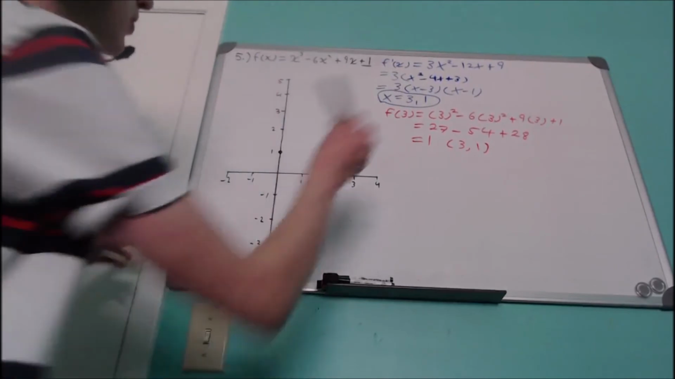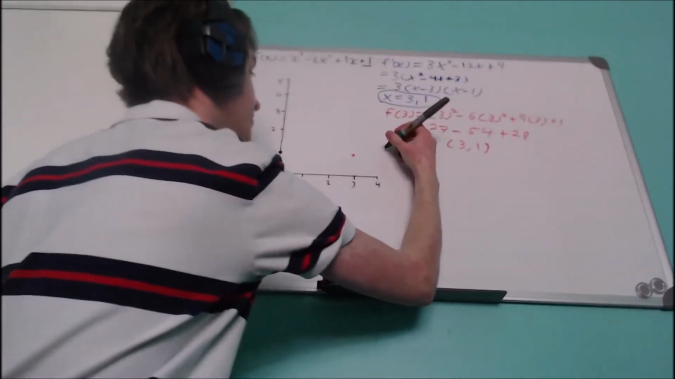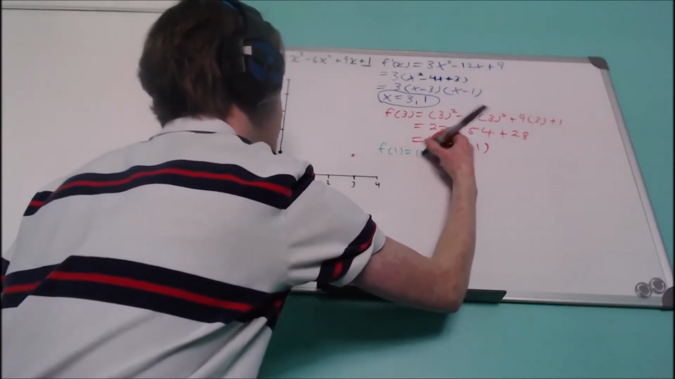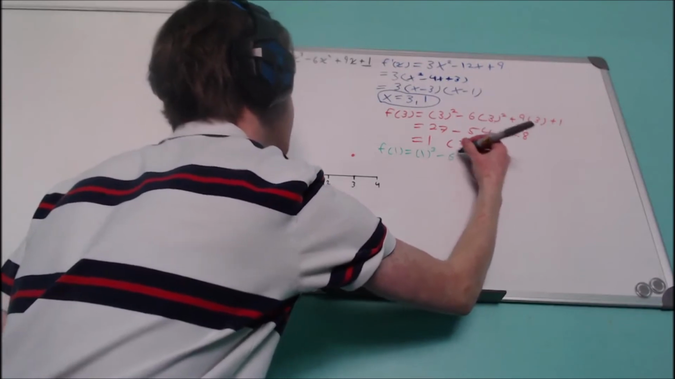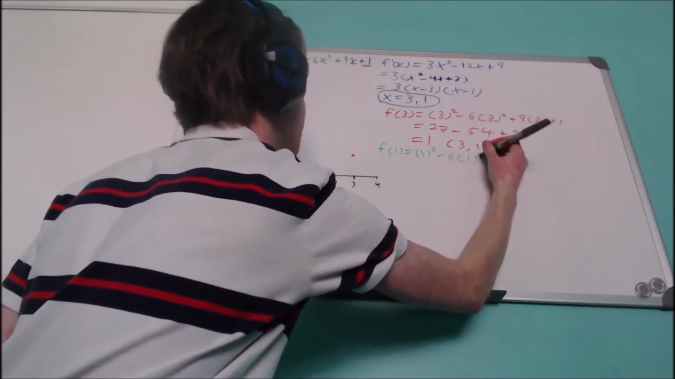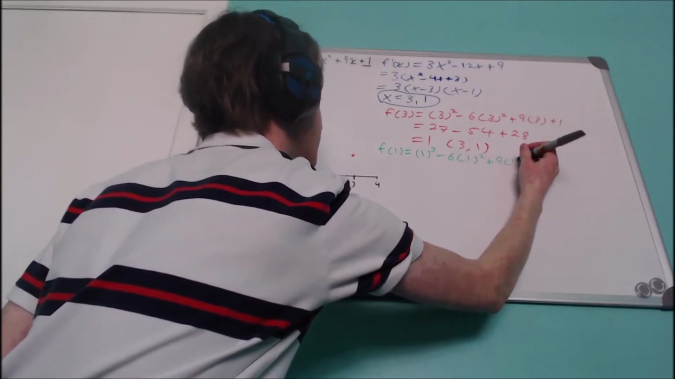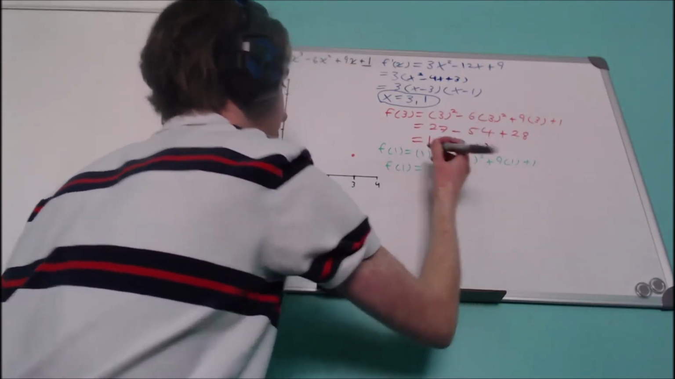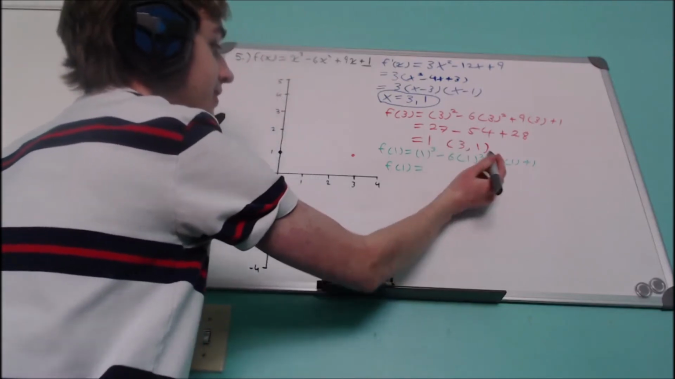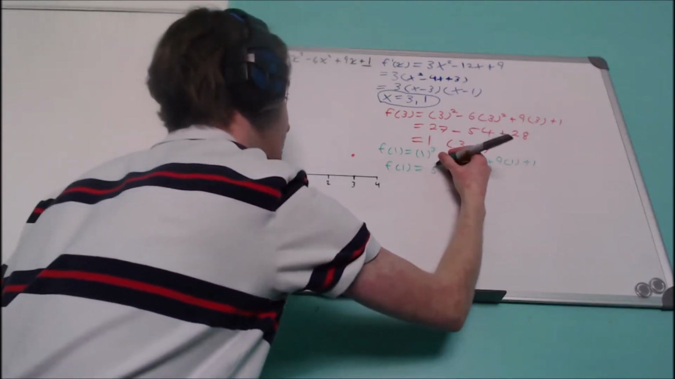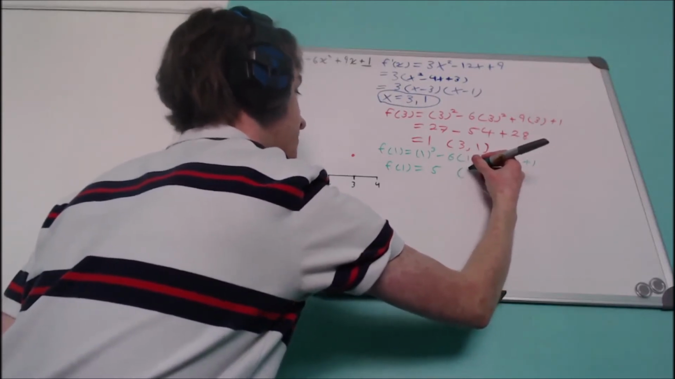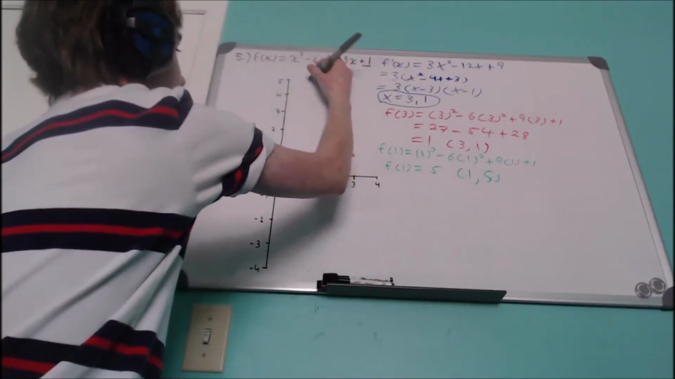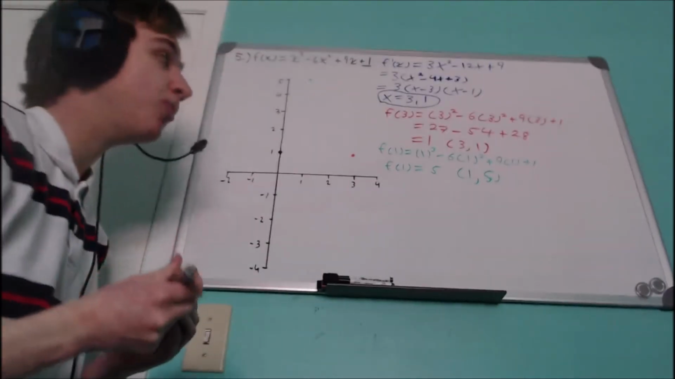To find this one, we're going to sub in 1 for f of x now. So f of 1 equals 1 cubed minus 6 times 1 squared plus 9 times 1 plus 1. You'll multiply that all out. So obviously 1, minus 6, plus 9, plus 1, you get 5. So we know the other coordinate will be at 1 and 5. Let's put that up there. Perfect.